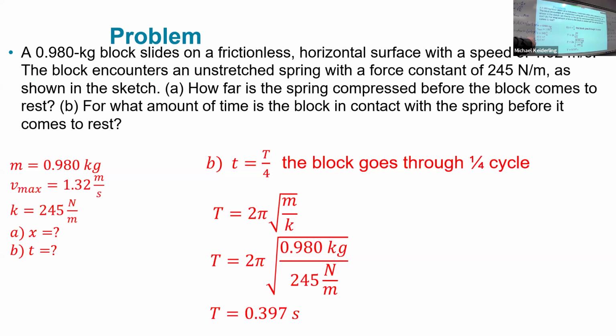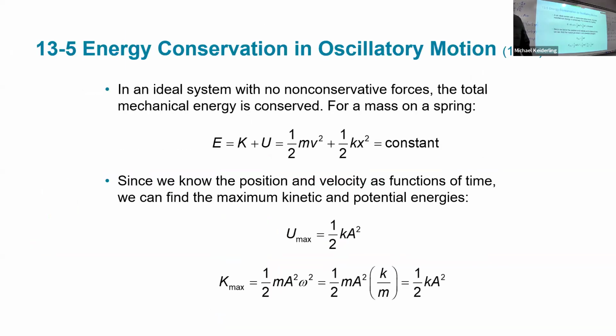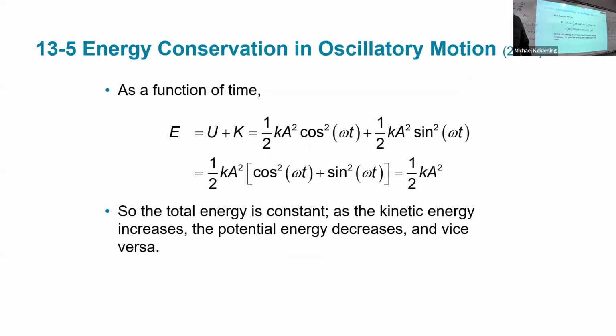But we're interested in a quarter cycle. Time is period over 4. So it's 0.397 seconds divided by 4. So it's 0.0993 seconds.